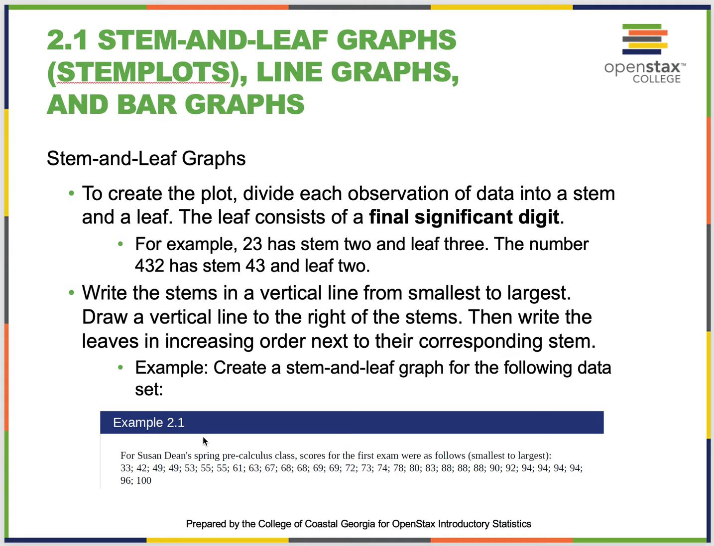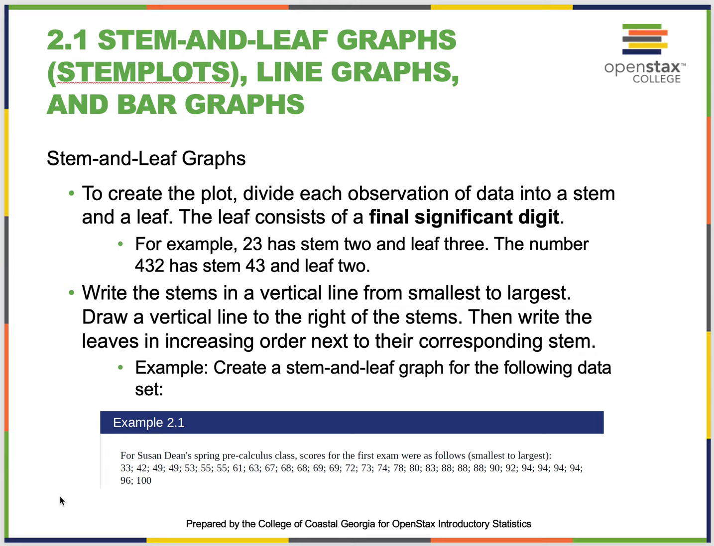So write the stems in a vertical line from smallest to largest. Well, it's easier to show. Here's a data set from Susan Dean's pre-calculus class. Scores for the first exam were as follows, smallest to largest. And it always helps, no matter how you enter it, when you do a stem diagram, you want to rank order the data from smallest to largest. Now, here's the data raw. You're probably going to want to put it in Excel to do that.